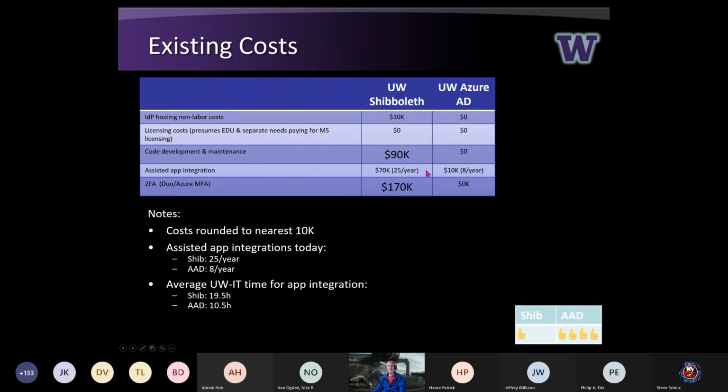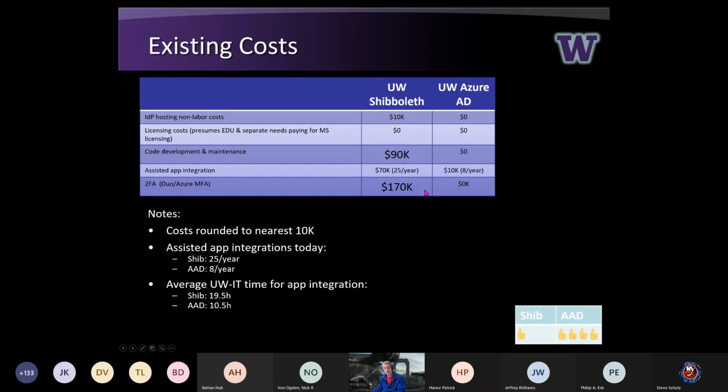App migration, so this again is existing costs. We believe that to assist people with app integrations, we spend about $70,000 a year, which is 25 apps a year that we integrate to Shib on average. For Azure AD, the number is $10,000 a year, and we do about 8 of those a year in terms of assisted integration. You might notice that the ratio here is not the same. That's because based on our calculations, it takes us half the time to do an Azure AD app integration as it takes to do a Shib integration.